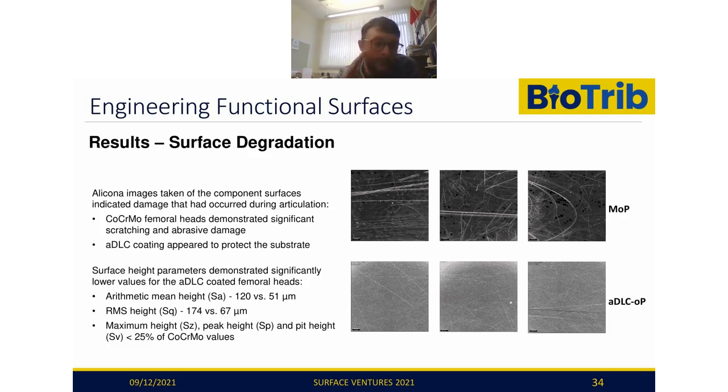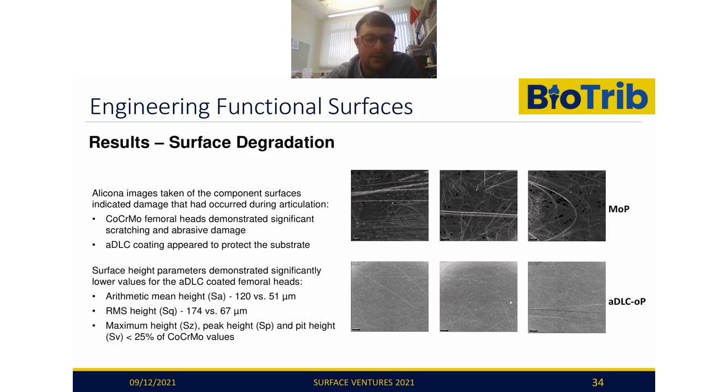Now, the mechanisms of this are interesting because the mechanisms of DLC friction within other areas, in high pressure, high speed environments, are well established. And a lot of the concept has been translated to biomedical areas. But what we've seen with the Raman measurements is that these materials remain in their same form, so you don't get any kind of sp2 to sp3 transformation.